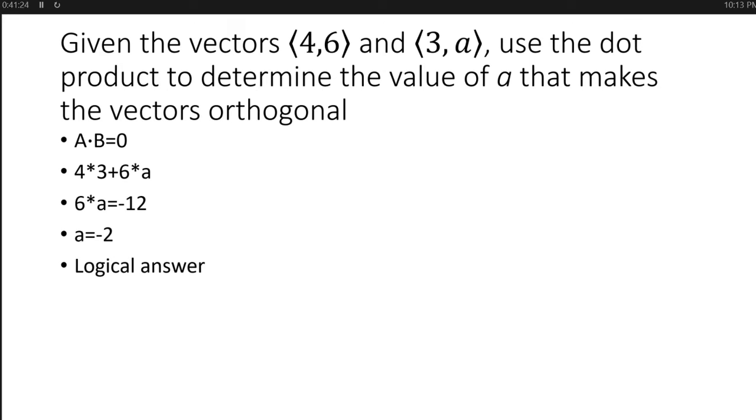Okay, next, given the same vectors, we're going to use the dot product to determine the value of a that makes the vectors orthogonal, which is perpendicular to each other. So this equation is a times b equals 0.